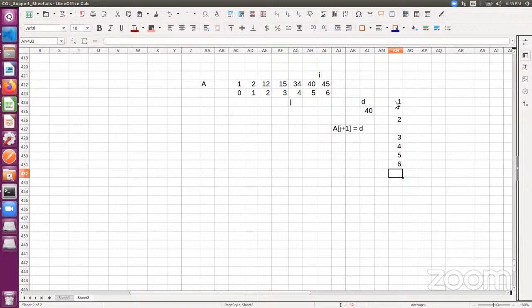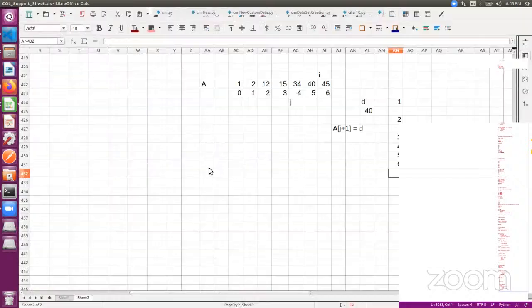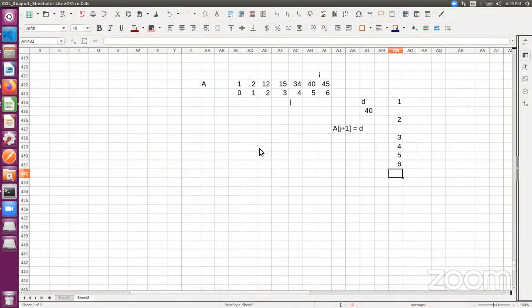So this is the reverse of bubble sort, right? It started with 5, 4, 3, 2, 1. Here it is 1, 2, 3, 4, 5, 6. So the sum of n minus 1 natural numbers is the same as order of n square. So the worst case complexity here also is order of n square. So what is the best case? Best case for insertion sort is order of n.